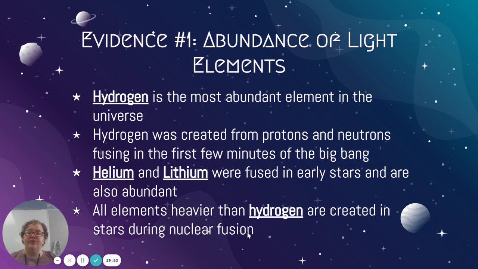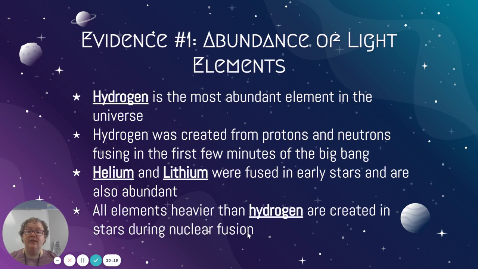That hydrogen was created during the Big Bang when protons and neutrons collided together after those first few minutes of the Big Bang, right? So protons and neutrons are expanding and they have all this energy and they're going to come together and make hydrogen. Then those hydrogen atoms can fuse together to create the next lightest elements, helium and lithium. Those were fused in very early stars, and those are also very abundant in the universe.